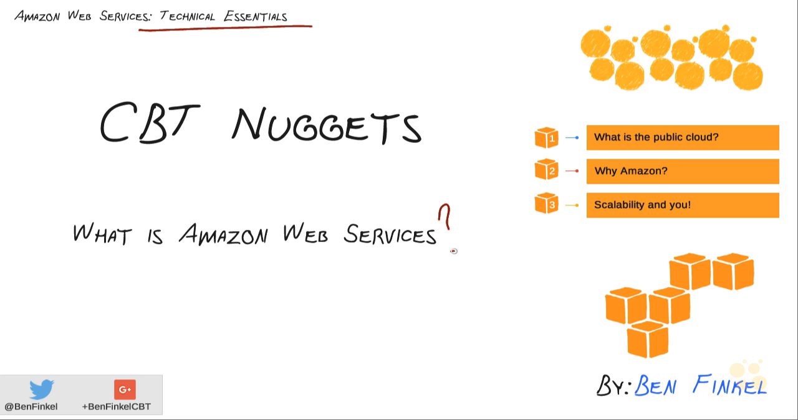Well, we're going to take a brief look at exactly what the public cloud is so we can understand what we mean when we talk about a public cloud service. We'll talk about why Amazon and what Amazon brings to the table specifically for public cloud services. And we want to briefly talk about what I like to call scalability in you, what elasticity in the cloud means for us and how we can take advantage of it in order to produce awesome and cost-effective applications.